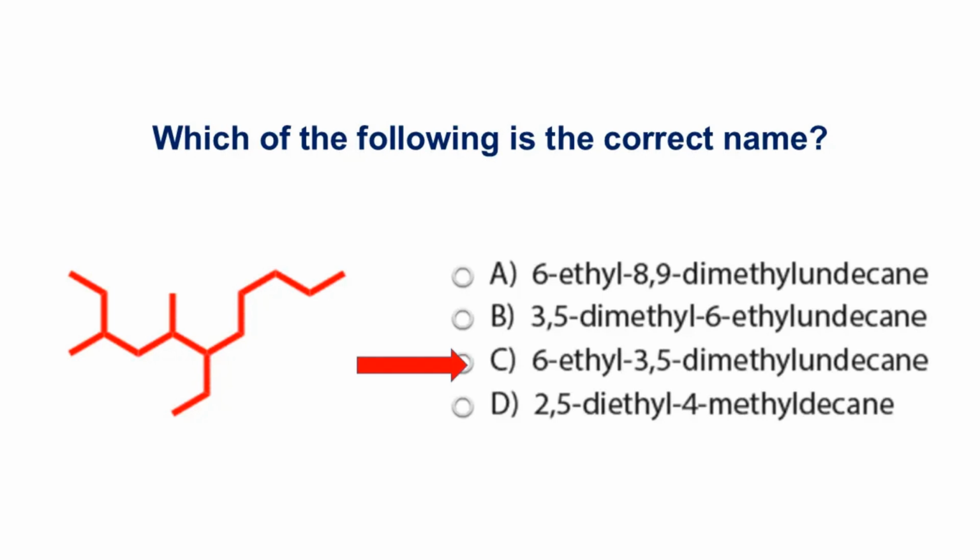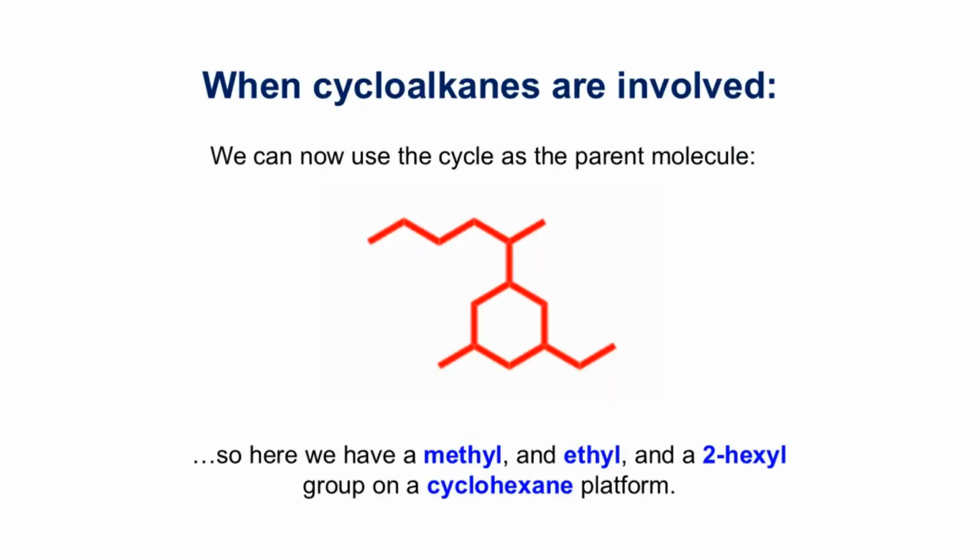The longest chain is 11 carbons, which matches undecane, so option D is precluded. Substituents on the longest chain are ethyl and 2 methyls, so ethyl dimethyl will be included and alphabetized. Notice that the multiplier here, di, doesn't apply to the alphabetization. The smallest numbers are possible when counting from left to right, so 6-ethyl-3,5-dimethylundecane is the answer. When multiple substituents are attached to a cycle, the cycle is usually the parent.